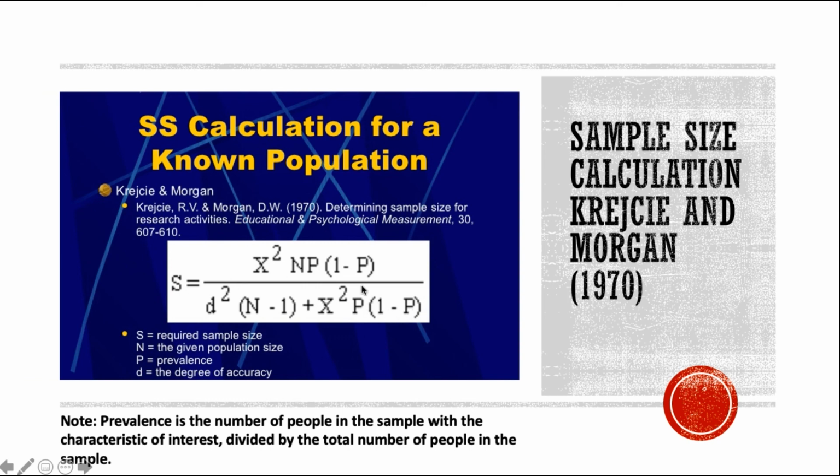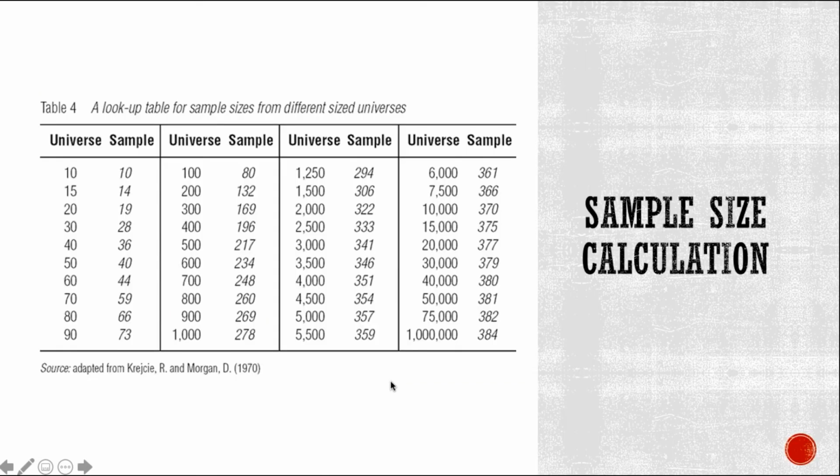This is a bit complicated, but if we need to calculate, these two authors provide for us this table. Here you have the population and the sample size. If you have 10, you must survey them all. If you have 90, then the sample size is 73. If you have 1000, then you have to survey at least 278. If you have 5500, then you have to survey at least 359. But you can see when we reach 1 million, we reach 384.